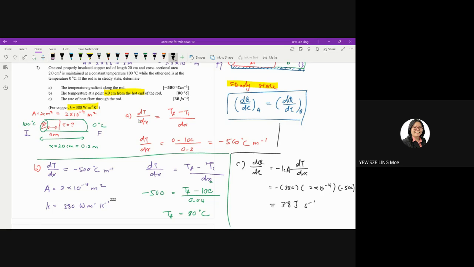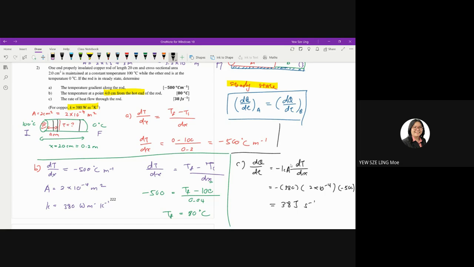So the key point in this question is that the temperature gradient along the rod is the same if you are looking at the same rod and you are not changing anything in the question. Kalau kamu ada road yang sama, dia punya temperature gradient akan sama. It doesn't matter whether you're looking at the positions of 1 cm, 2 cm, 3 cm, 4 cm, anywhere along the rod, they will have the same dT over dx.